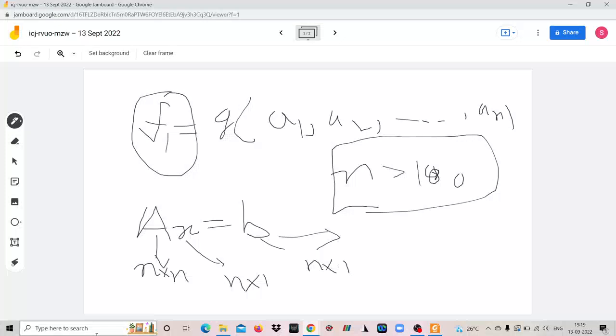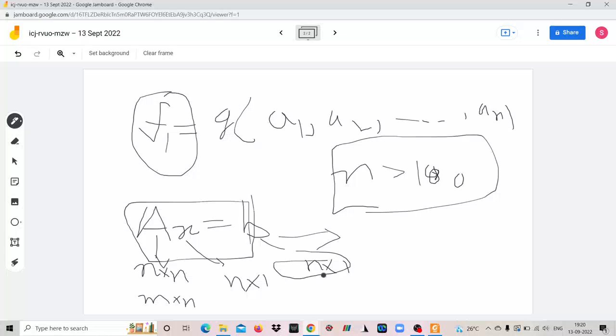Suppose this is not matching. Suppose you have a system where these dimensions are not matching. In this case all the dimensions are n by n, n by 1, n by 1. But suppose you have a system where this is m by n, or this is n by n and this is m by 1, then what happens? We say that the system is indeterminate.